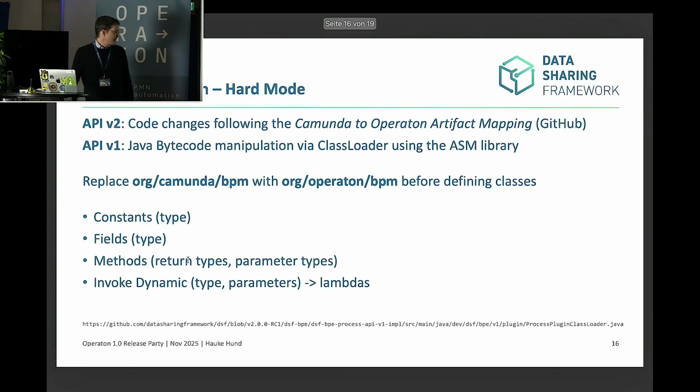And yeah, what you basically do is tell the ASM library, please load this class, or here's the class. Please replace org.camunda.bpm with org.operaton.bpm. And then, of course, you need to be a little bit clever about it because there are multiple places where classes are referenced in the bytecode. This can be constants, there can be fields, you can have methods, their return types or their parameter names, and you can of course have, if you are on a more modern Java version, these fancy invokedynamic calls for lambdas and method references and so on.